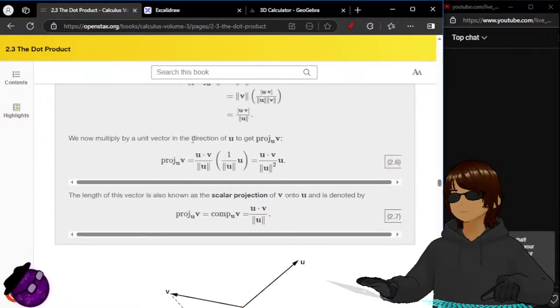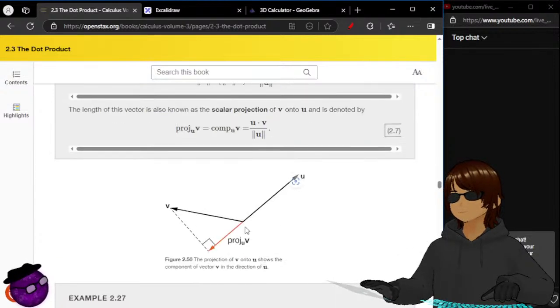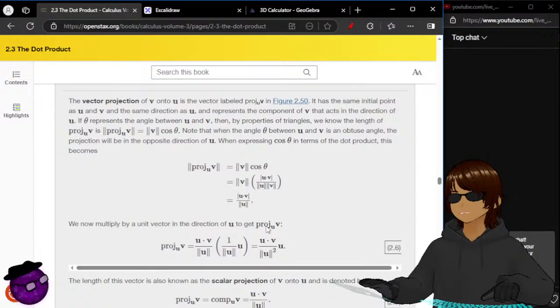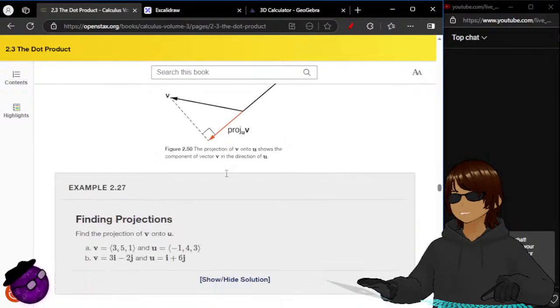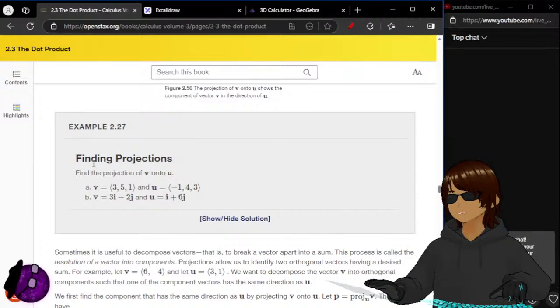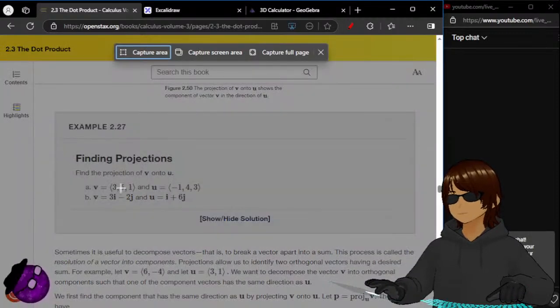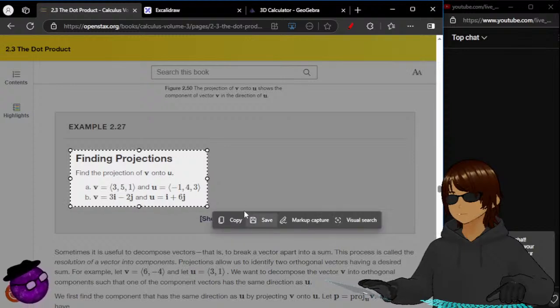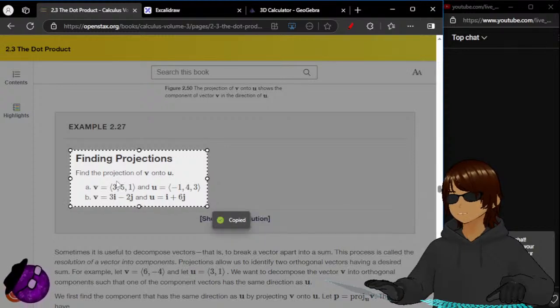Why are they multiplying it by a unit vector in the direction of u? I think there may have been some mistake here. Let me just see how they solve this. Find the projection of V onto U.